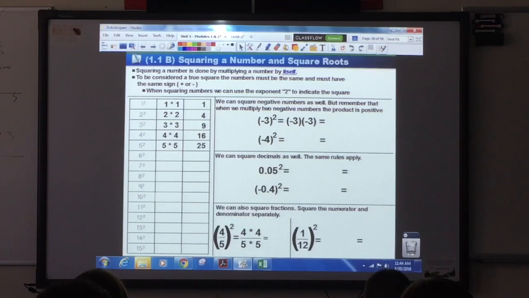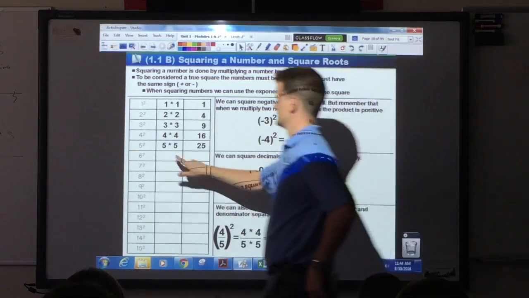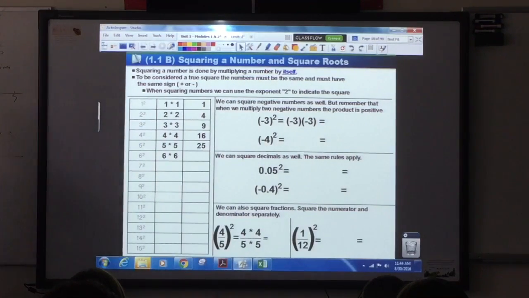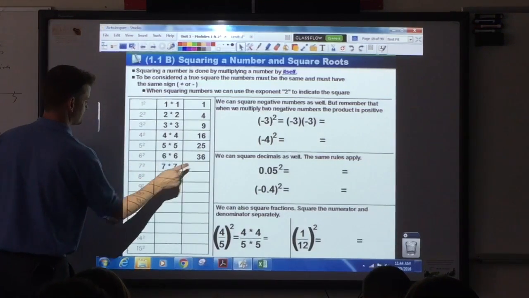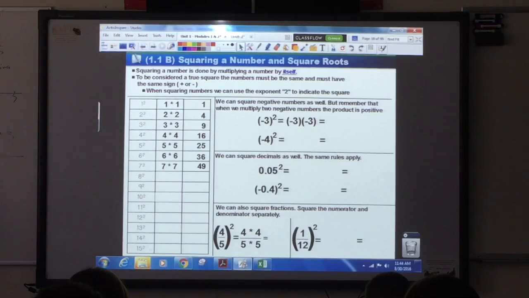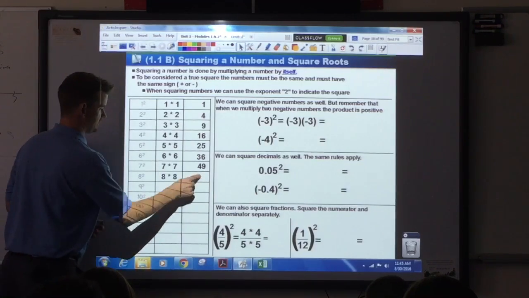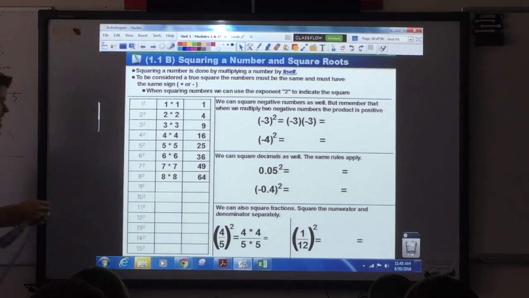And we keep on going right down through the line. We go to 6 times 6. 36. It's 36, okay? And you go on to the next one. What's 7 times 7? 49. So 6 times 6 is 36. 7 times 7 is 49. What about 8 squared? What are we multiplying there? 8 times 8 by itself. They're both positive. 8 times 8 is? 64.